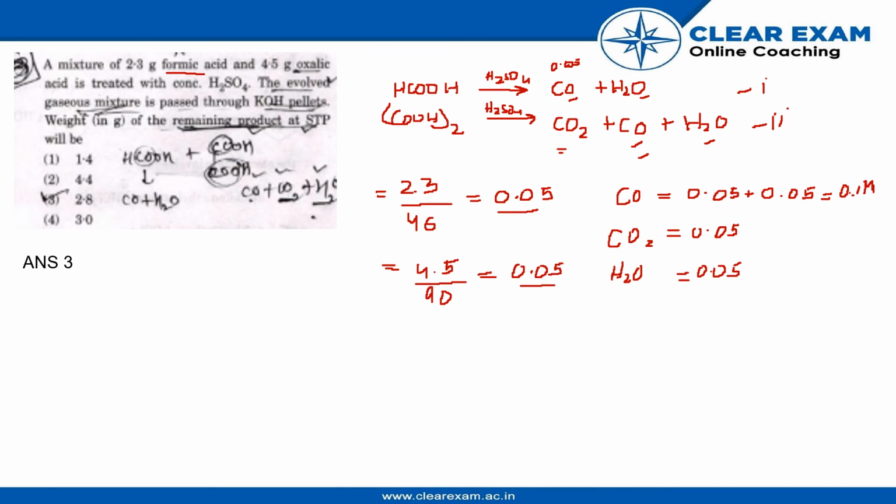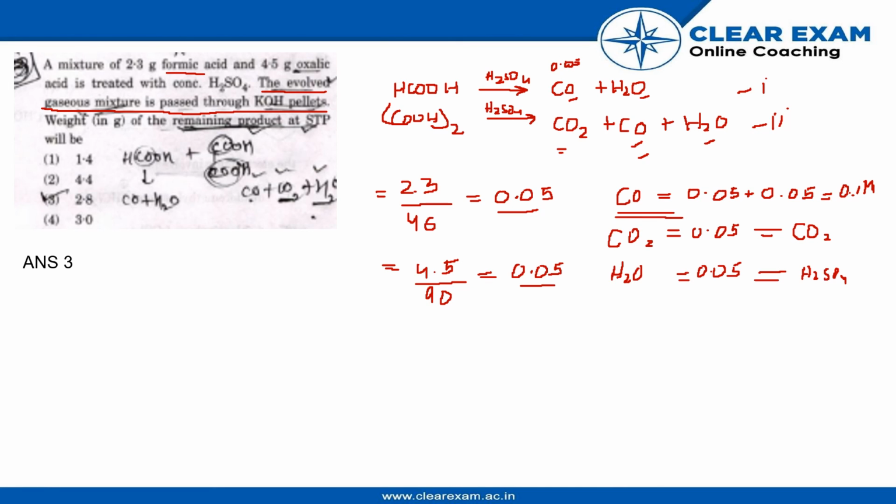And then it is written in the question, the evolved gaseous mixture is passed through the KOH pellets. So the KOH pellets will absorb all the CO2, and as the reaction was with H2SO4, this H2O will also get absorbed by the H2SO4. So only CO will be left.